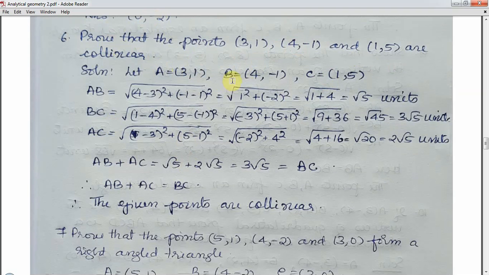Collinear means AB plus BC must be equal to AC. It need not be the same way always. Sum of any two distances must be equal to the third, because A, B, C need not be in the same row like this. A here, C in between, B might be this side, or A might be in between B and C. Therefore, to show that it is collinear, we will find the distance between all the three, and the sum of 2 must be equal to some third one.